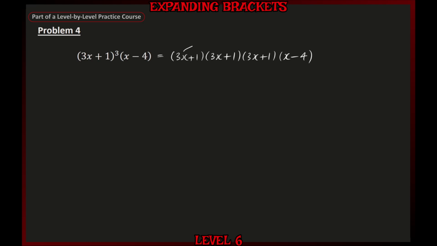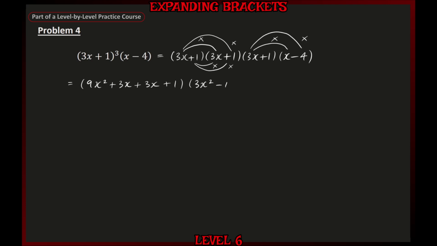So starting with the first 2 brackets, we have 3x multiplied by 3x. This gives us 9x squared. Next, we have 3x multiplied by 1, which is plus 3x. We then have 1 times 3x, which is plus 3x, and 1 times 1 gives us plus 1. Looking at the next pair of brackets, we have 3x multiplied by x, so this gives us 3x squared. 3x multiplied by minus 4 is minus 12x. 1 times x is plus 1x, or just plus x, and 1 times minus 4 is minus 4.